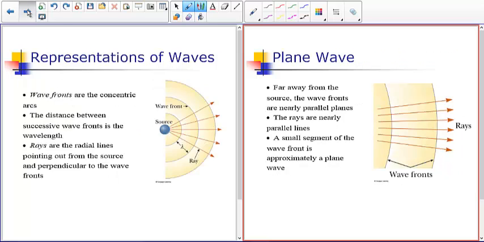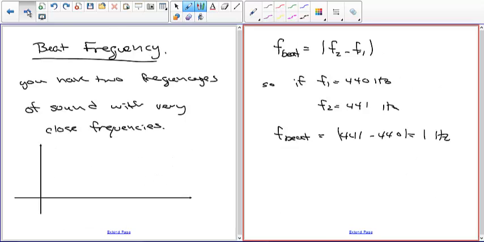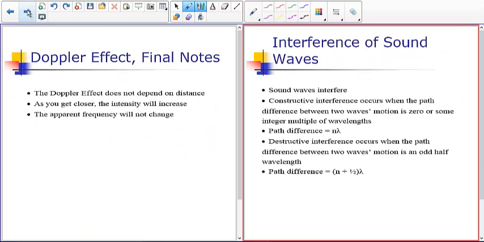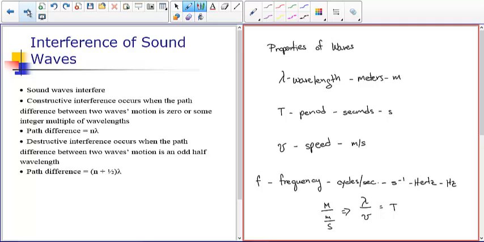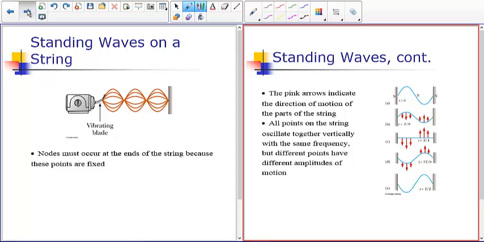Okay. Let me see if there's anything we haven't talked about with sound. Doppler effect. Interference of sound waves, we talked about that. Standing waves, talked about that. Oh, I know. Yeah.